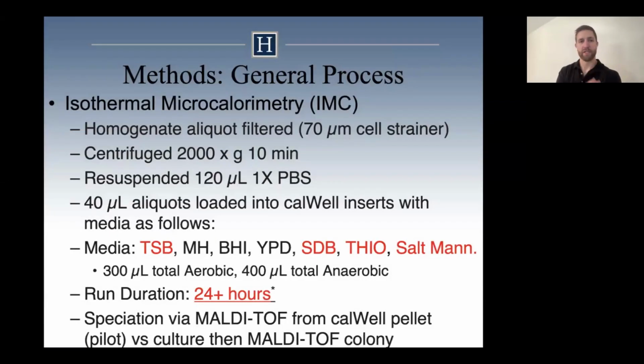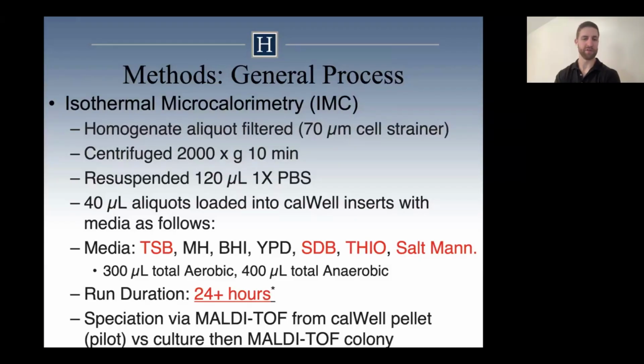For calorimetry, the homogenates were filtered through a 70 micron strainer and centrifuged, and then resuspended in 1x PBS. We used 40 microliter aliquots of these that we loaded into CalWell inserts with media. We tried to do some varying media throughout this process. As you can see below, we used TSB, MH, BHI, YPD, Thio, SDV, and salt mannitol at various points throughout the process.